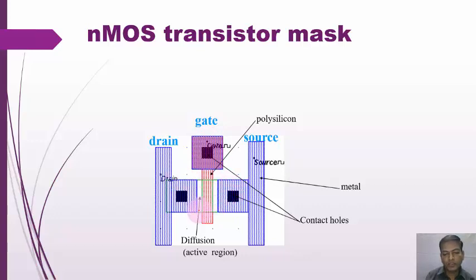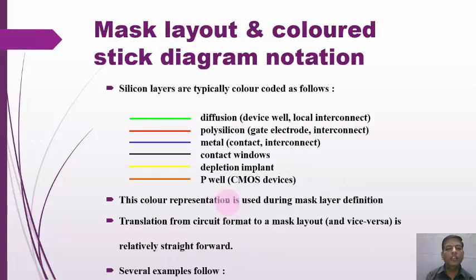Here a diffusion layer is there, active region, and contacts and metal. Already we know that NMOS formation process, so it is the same as the NMOS transistor mask, how it looks like. So these are the contact holes, metals, drain, source, and gate terminal, polysilicon layer.